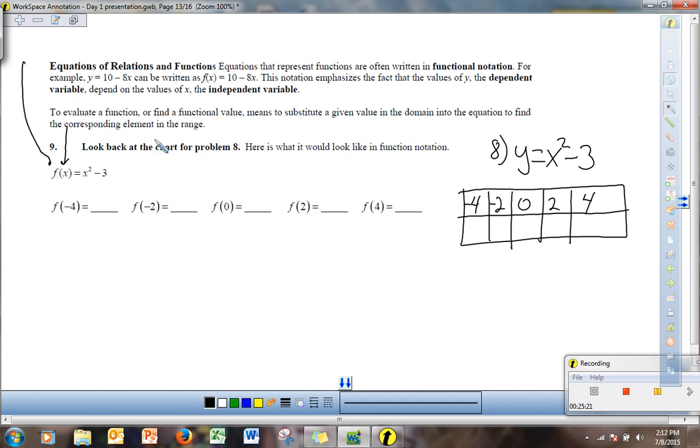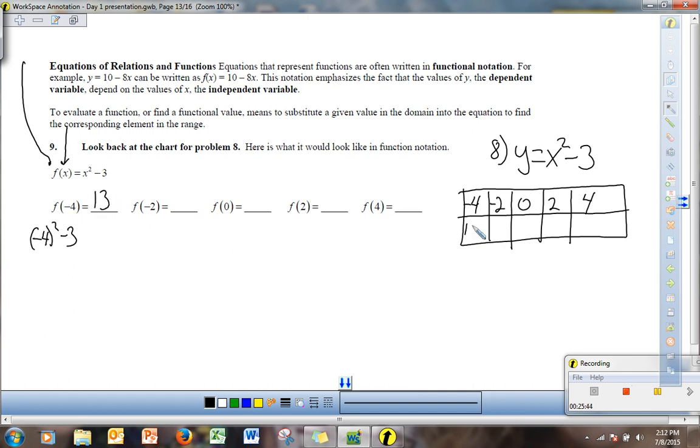It says f of x equals x squared minus 3. To find f of negative 4, it just says go plug in negative 4 in place of the x. So I'm going to go parenthesis, negative 4, squared, minus 3. When I run that through my calculator, I got 13.